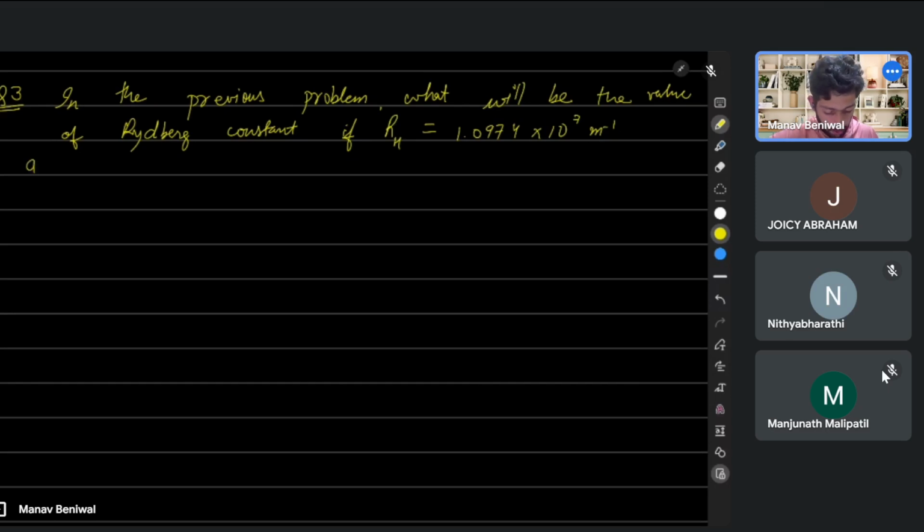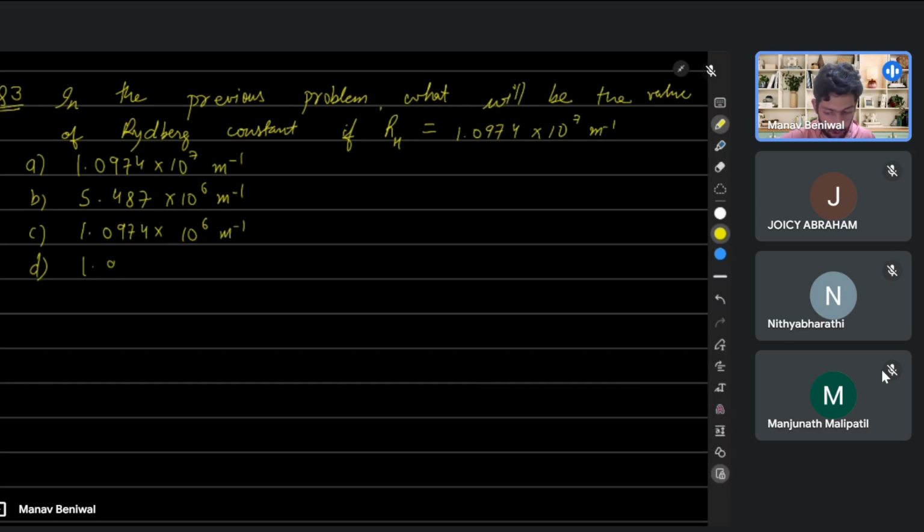And your options are 1.0974 into 10 to the power 7 meters, which is exactly the same as RH, or 5.487 into 10 to the power 6 per meter, 1.0974 into 10 to the power 6 per meter, or 1.974 into 10 to the power 7 per meter.